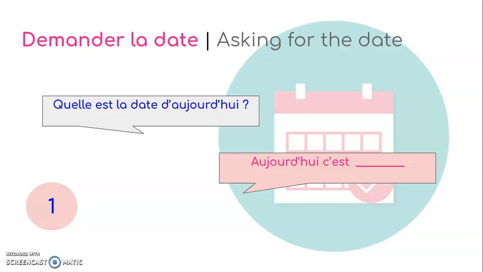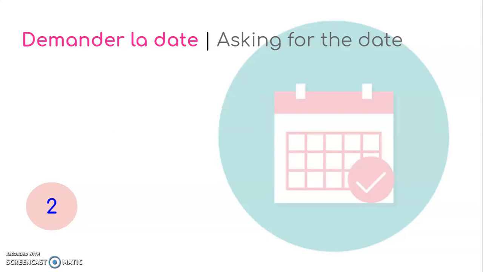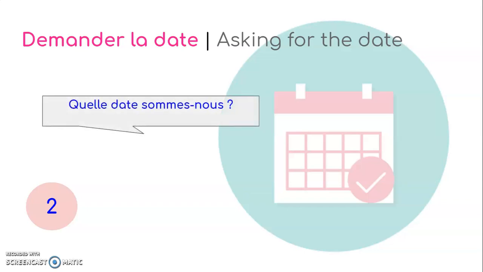Basically, aujourd'hui, c'est means today it is. Let's look at the second way to ask for the date. Quelle date sommes-nous? Now let's break down this question once more.